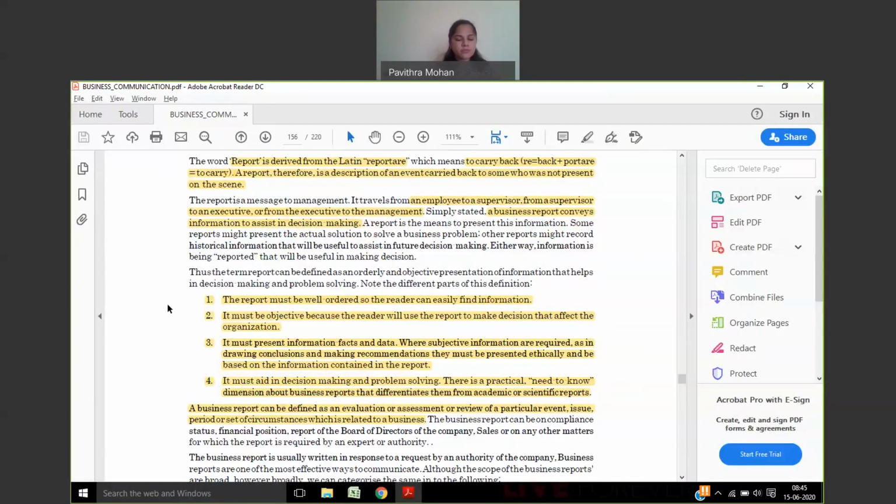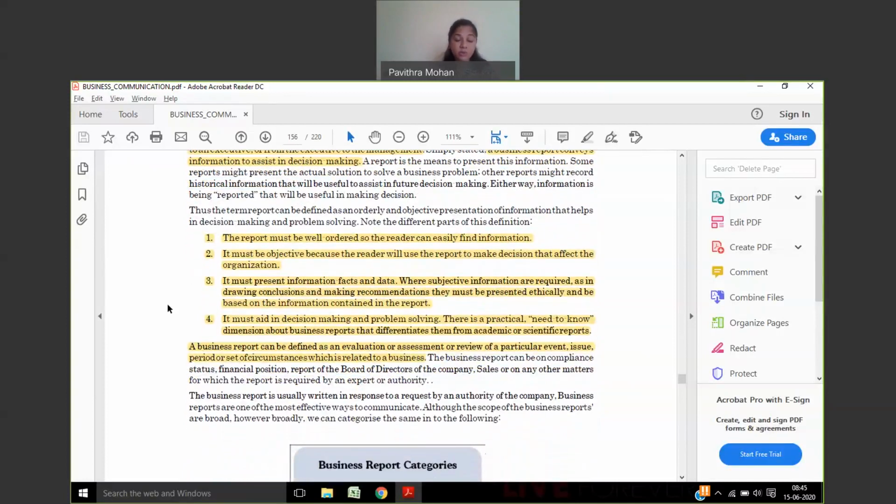So what are the important things we have to ensure are present in a business report? The report must be well ordered so that the reader can easily find information. The order in which you write the information should be crisp and precise. So what we generally do is, at the beginning of the report we give an index. If the information is, let's say, 50 pages, I can give an index saying what is there in page 1, page 2, page 3, just like your textbook. So it becomes easier for the reader to go to the particular information they want and find the relevant information.